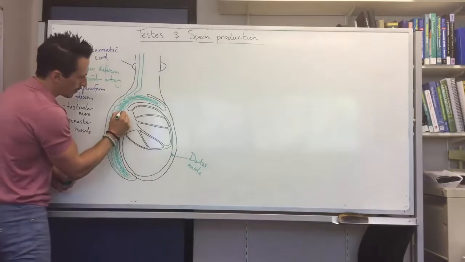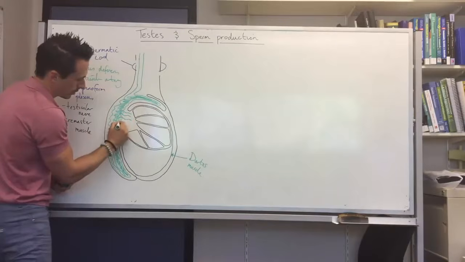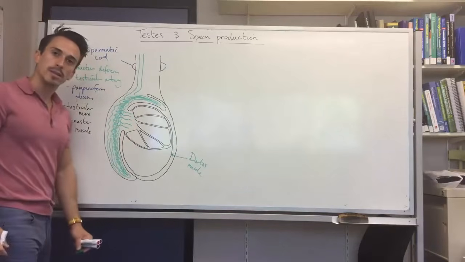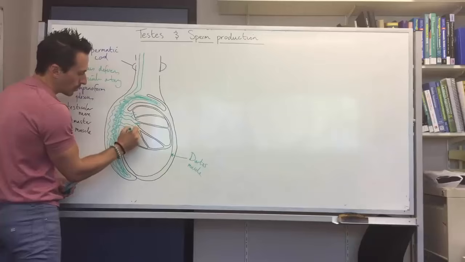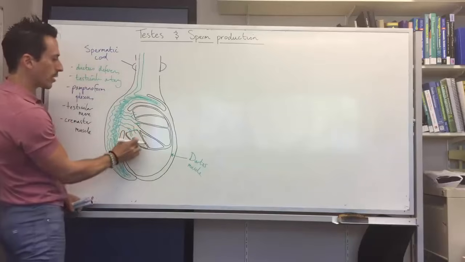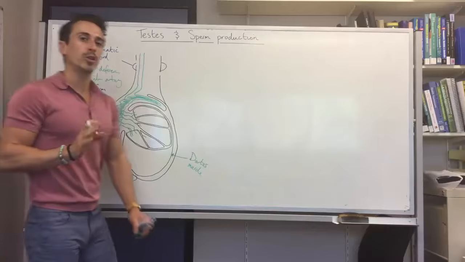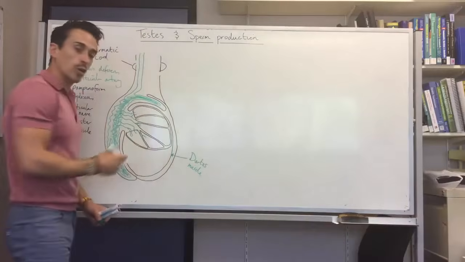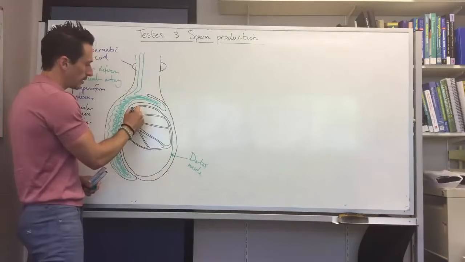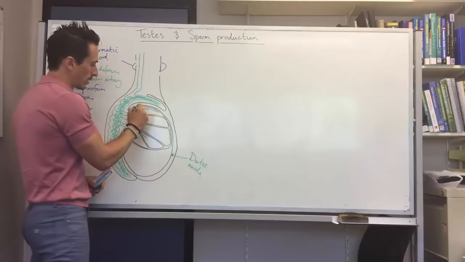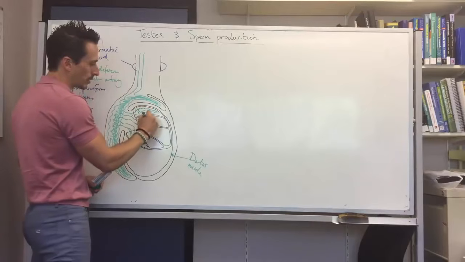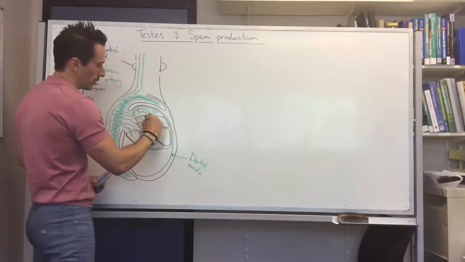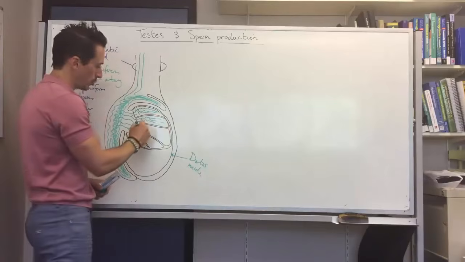Now, there are some ducts or branches of this that go into the testes, and these branches further branch off into individual lobes of the testes. So you can see I've drawn individual lobes here. There's actually around 200 to 250 lobes within the testes, and these lobes turn into smaller tubules, and this is where sperm is produced. These tubules are called seminiferous tubules.